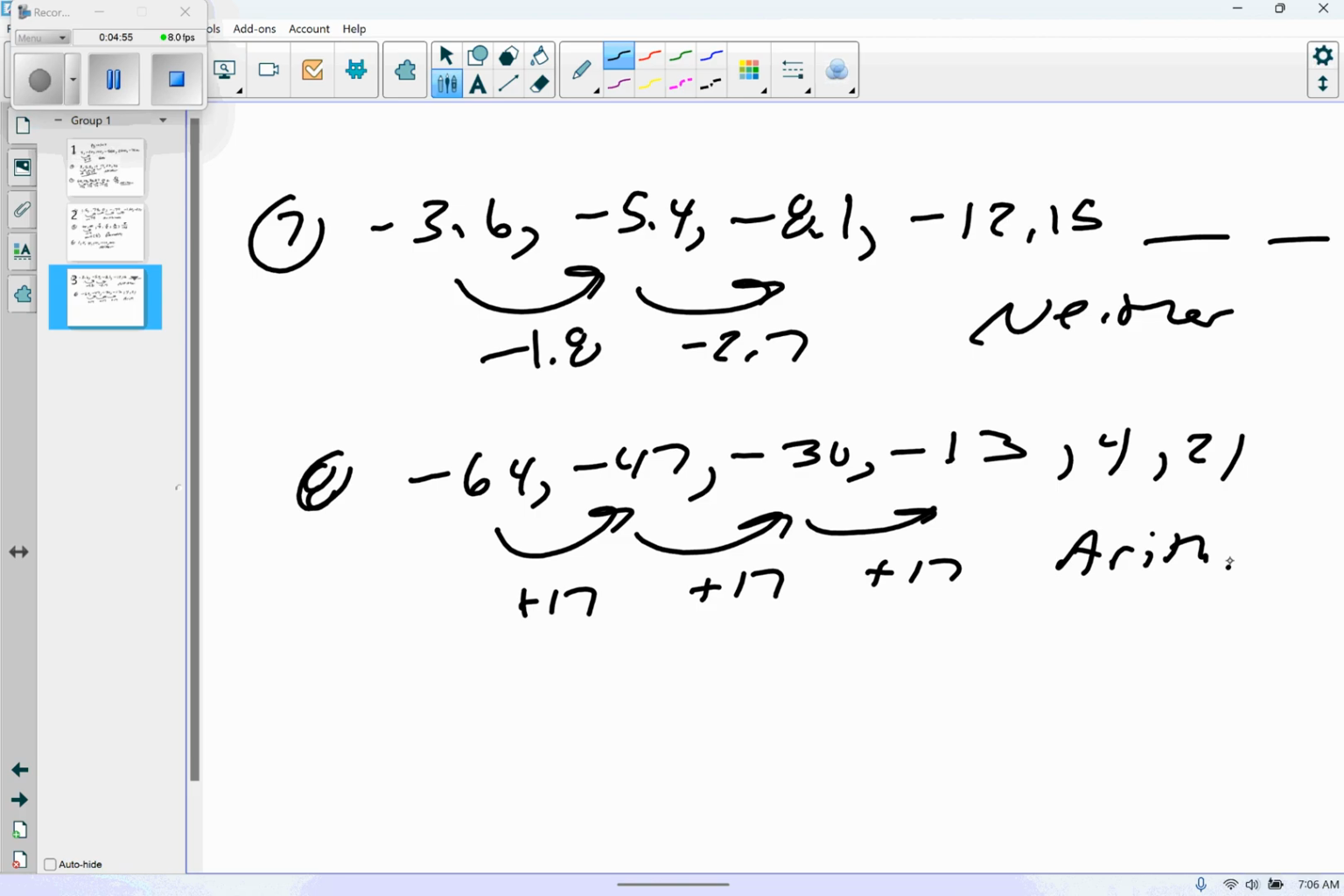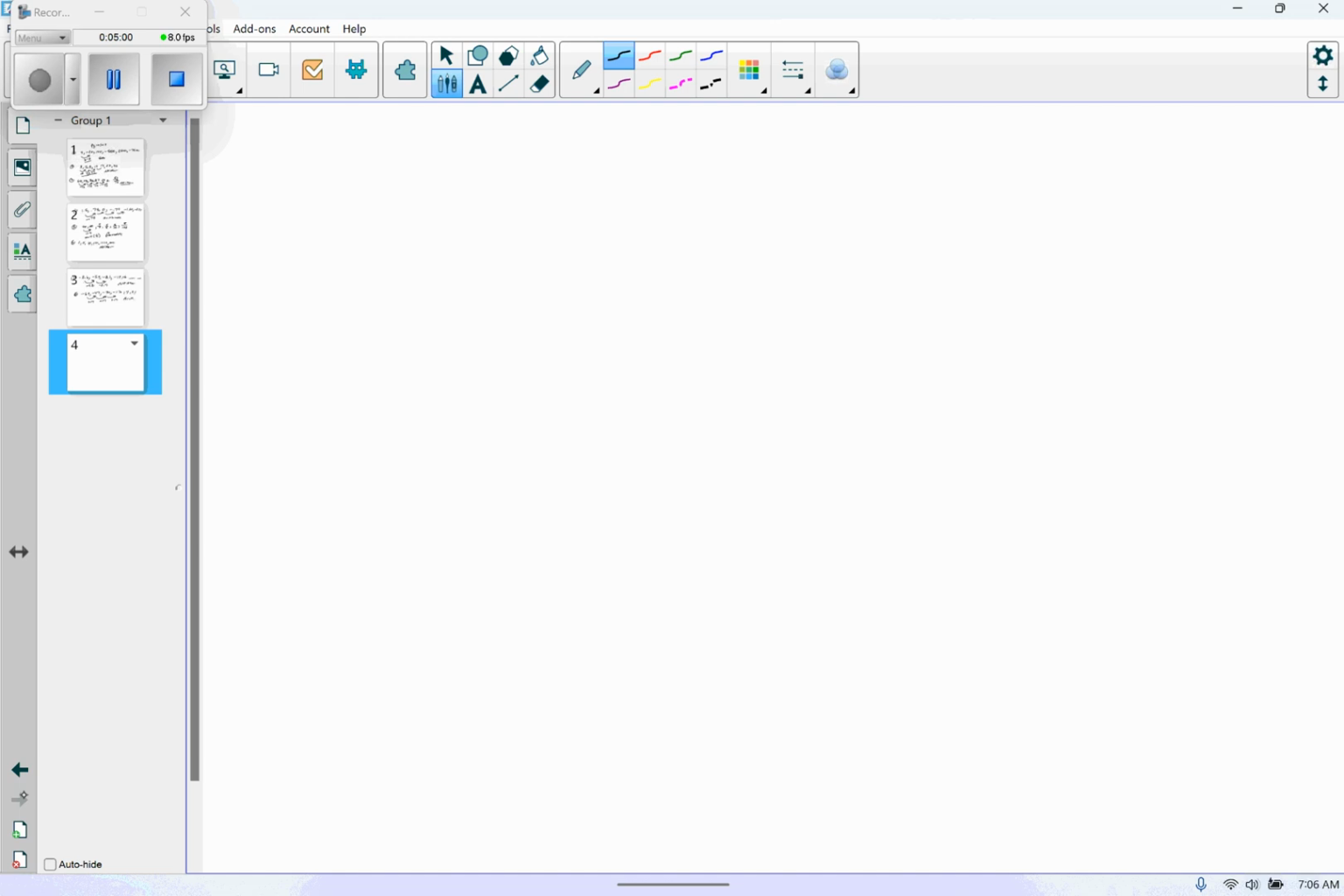Okay. Number 9, create a predictable sequence that is not arithmetic or geometric. Let's not worry about number 9. That's just kind of a silly one.